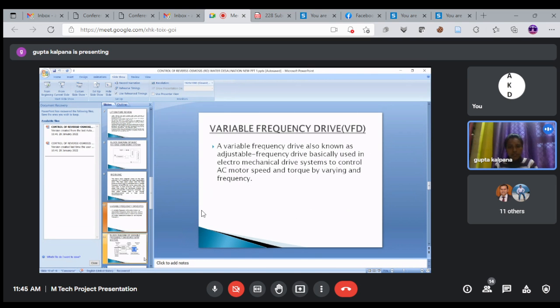This is a variable frequency drive. The variable frequency drive is also known as an adjustable frequency drive, so we can adjust the frequency as we want. It is basically used in electromechanical drive systems to control AC motor speed and torque by varying the frequency.